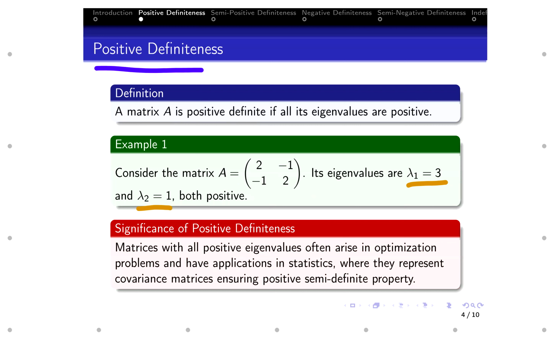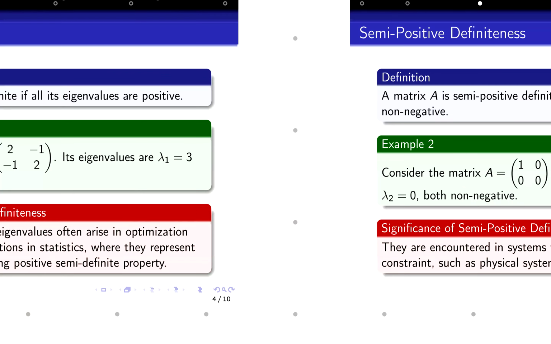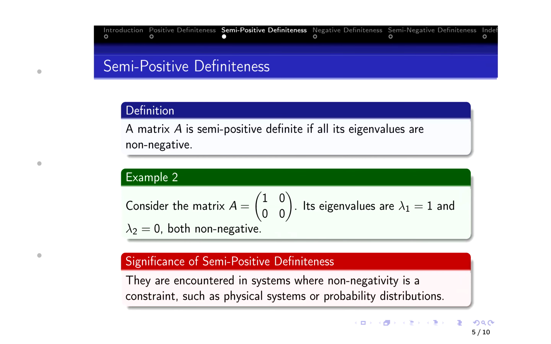Now, what is the importance of positive definiteness? Matrices with all positive eigenvalues often arise in optimization problems, and they have applications in statistics where they represent covariance matrices. Covariance matrices talk about how one factor varies with another, ensuring the positive definite property. So there are situations where you need to guarantee that the system is positive. Very important. And of course, there are situations where you need the eigenvalues to be negative, especially when you talk about stability, as you're going to see very soon.